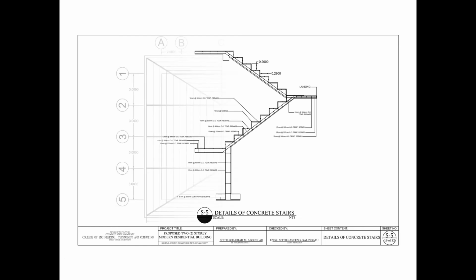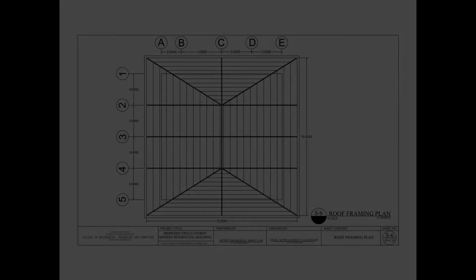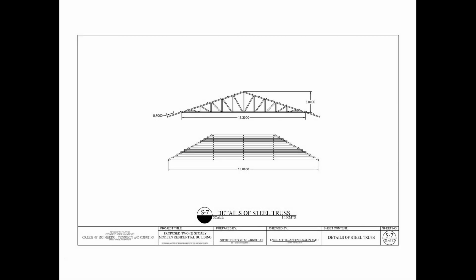The next one is the roof framing plan. This sheet shows the roof framing plan of my residential building, which is a hip roof, and it can be seen the steel and purlins as shown in the picture. And lastly, in the structural plans is the details of steel truss.